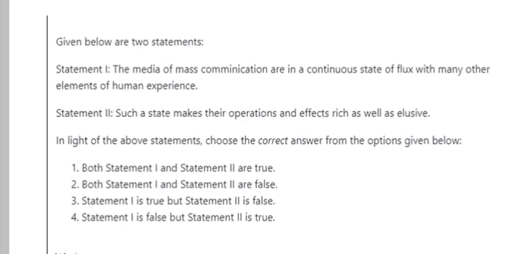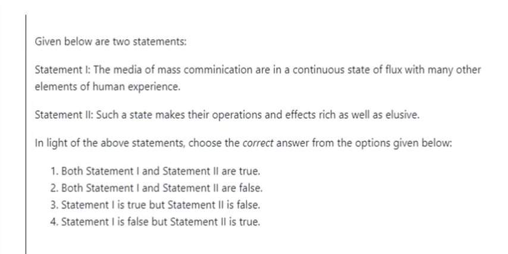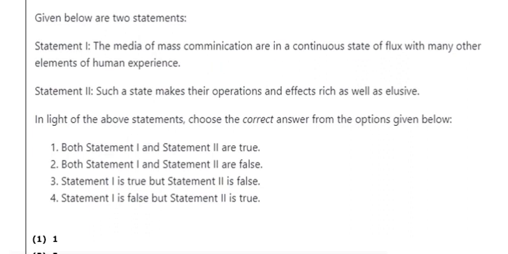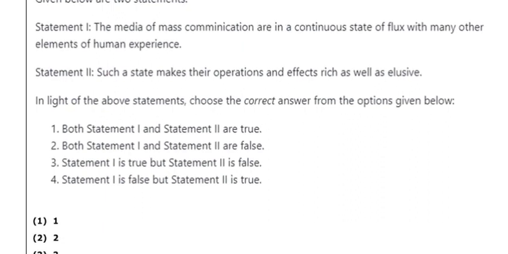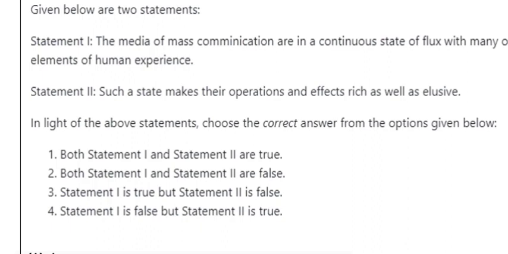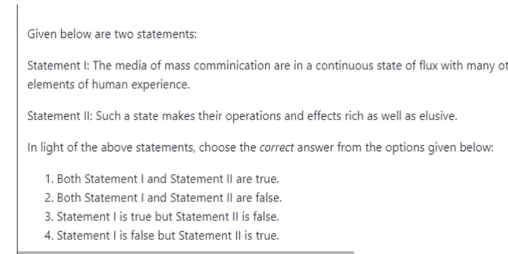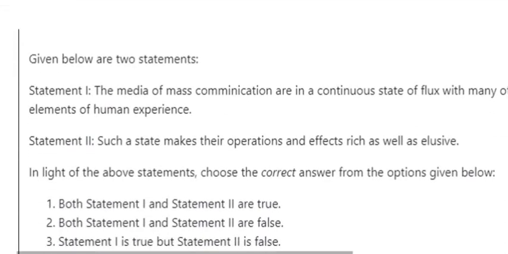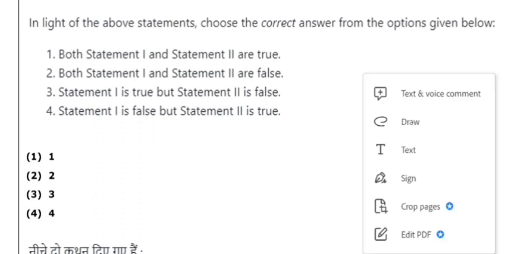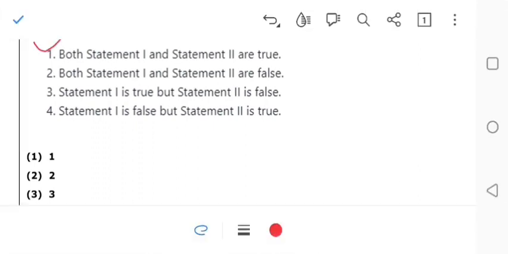Next is 20. 20 says given below are two statements. Statement 1 says the media of mass communication are in a continuous state of flux with many other elements of human experience. Statement 2 says such a state makes their operations and effects rich as well as elusive. In light of the above statements, choose the correct answer from the options given below. Both statement 1 and 2 are true. Both 1 and 2 are false. Statement 1 is true but statement 2 is false. Statement 1 is false but statement 2 is true. A will be correct. Statement 1 and 2 are true. 20 done.